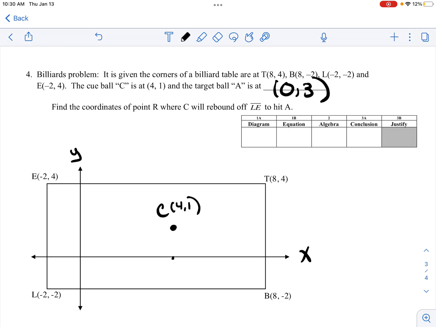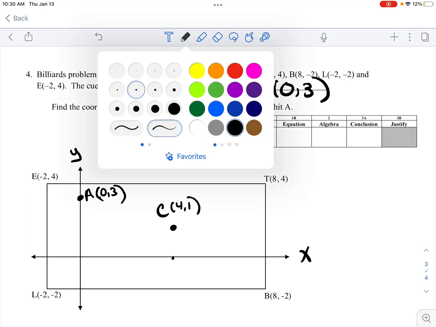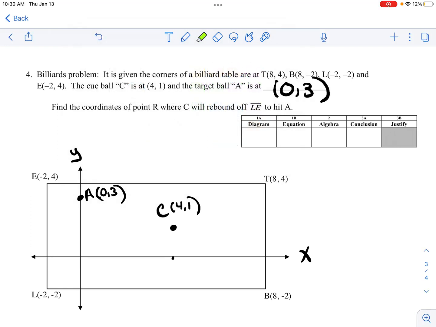My target ball is at (0, 3). This is my y-axis, and (0, 3) has to be higher than (4, 1). This is my A, this is my (0, 3). And they said, find the coordinates of point R. So that's what I'm trying to find, where C will rebound off of LE.